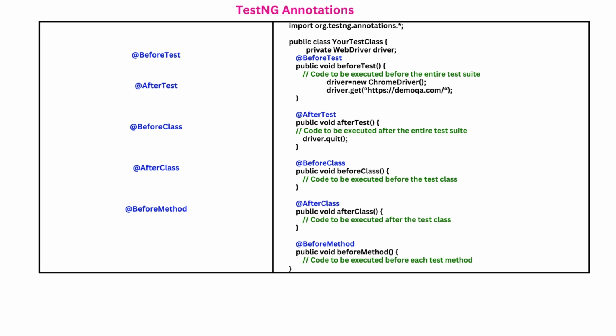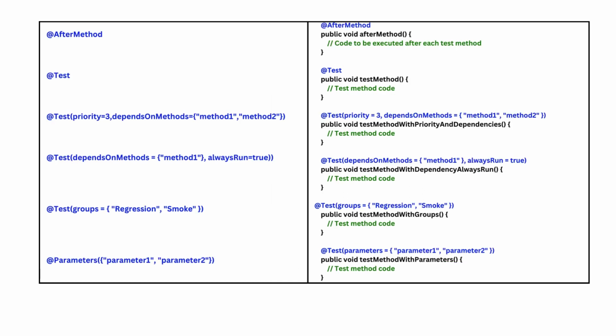@BeforeTest, @AfterTest, @BeforeClass, @AfterClass, @BeforeMethod. Next, we have @AfterMethod and the @Test annotation. It is used to identify a method as a test case, indicating that it should be executed as part of the test suite. @Test(priority = 3, dependsOnMethods = {method1, method2}).